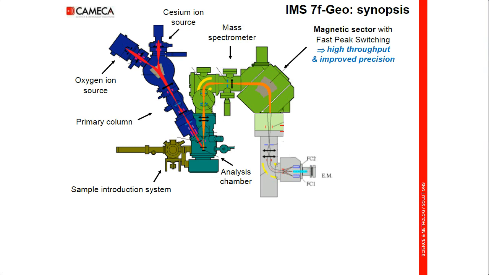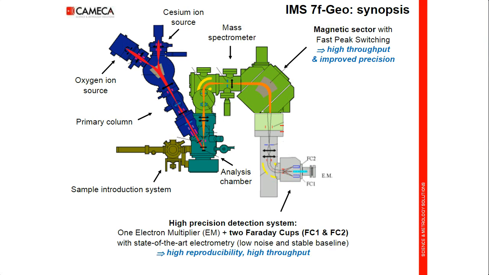Magnetic sector has fast peak switching capabilities, which provides high throughput and improved precision. The 7f-GEO is equipped with a specific detection system. It's a monocollection system based on 3 detectors, 1 electromultiplier, and 2 Faraday cups, FC1 and FC2. The 2 Faraday cups have state-of-the-art electrometry, which guarantees low noise and stable baseline, which is very important in order to achieve high reproducibility and high throughput.